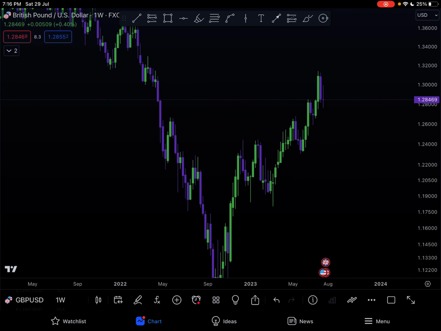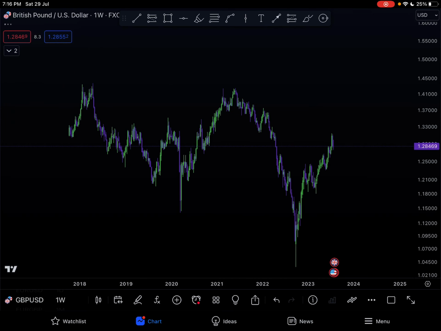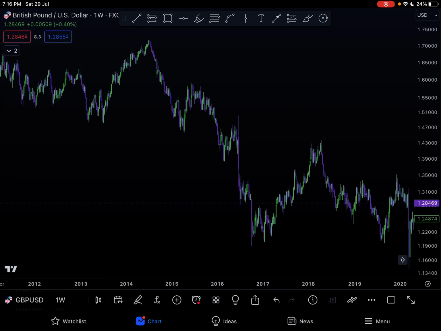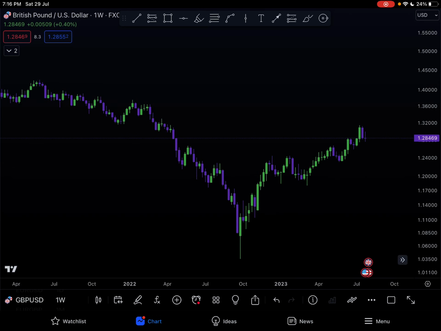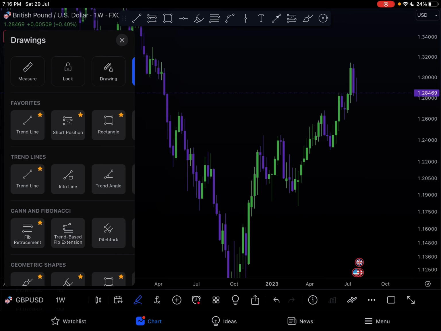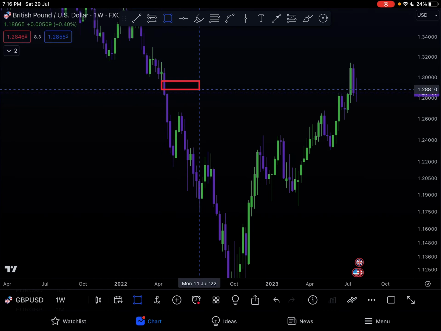So, I'm on a weekly chart, right? And the thing about a weekly chart is, again, it's really, really good for swing trading. That's what I meant to say, right? Another thing about fair value gaps is, I want to point this one out right here.